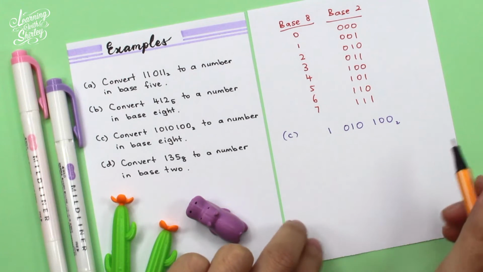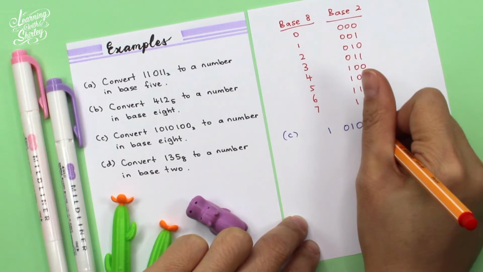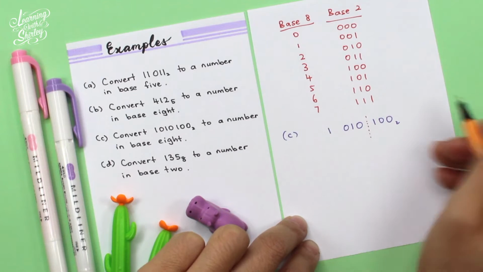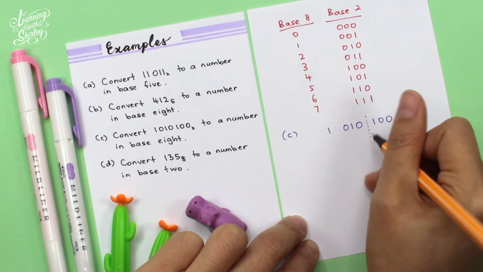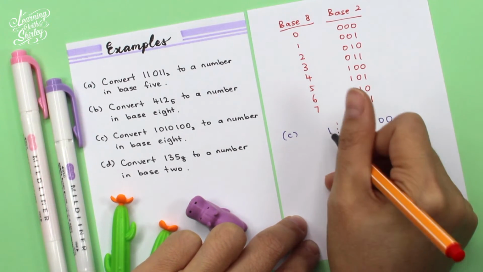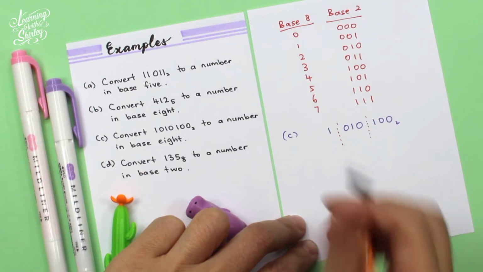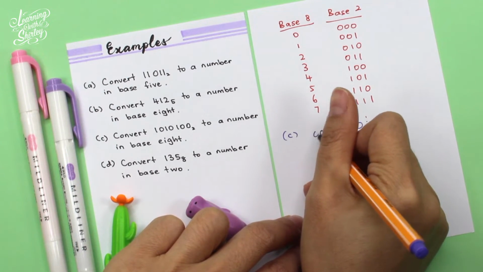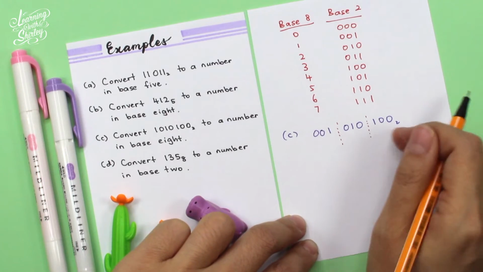So I'm going to split this into 3 sections, so it's going to be like that. Three digits in each section. So 1, 2, 3, line, 1, 2, 3, line. Okay, 1, and then we just add 2 zeros here to make up 3 digits. So we have 3 sections here.